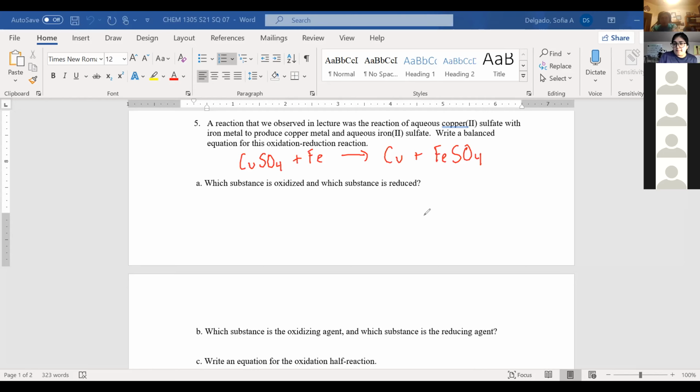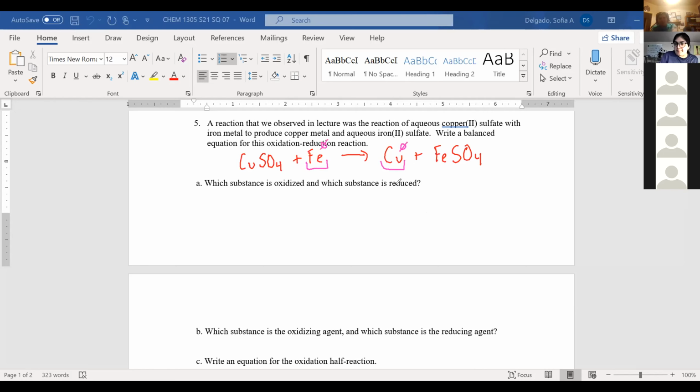Which one is being reduced and oxidized? Okay, how do we do that? Oxidation numbers, right? So let's start with the easy ones. Somebody tell me the oxidation number for these two. 0. 0, right? Why is that?